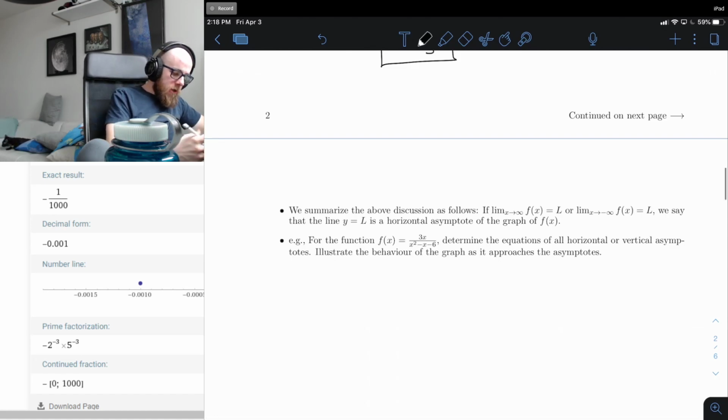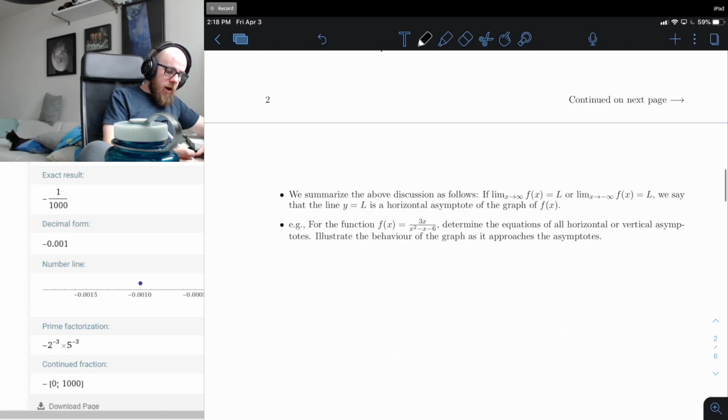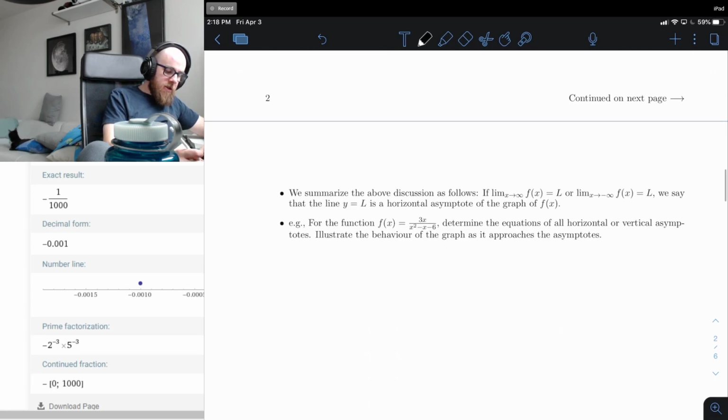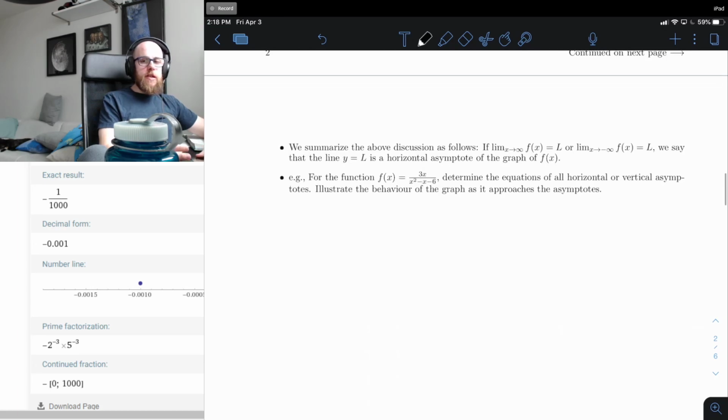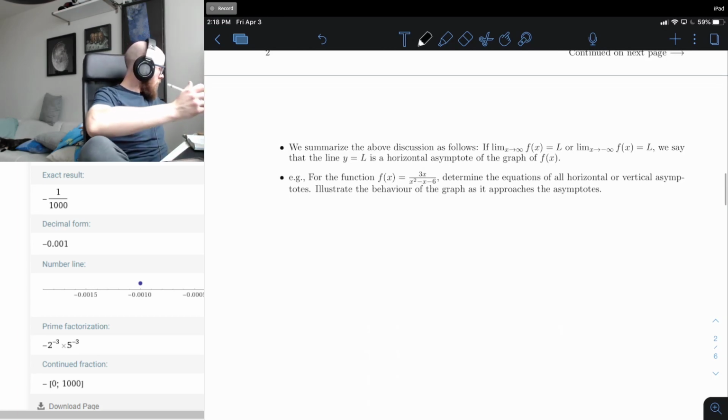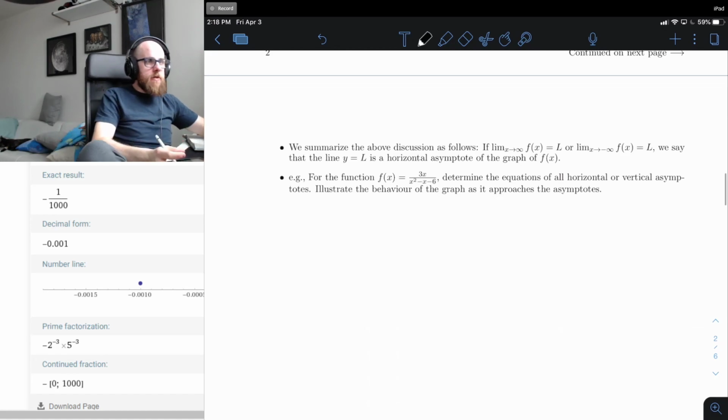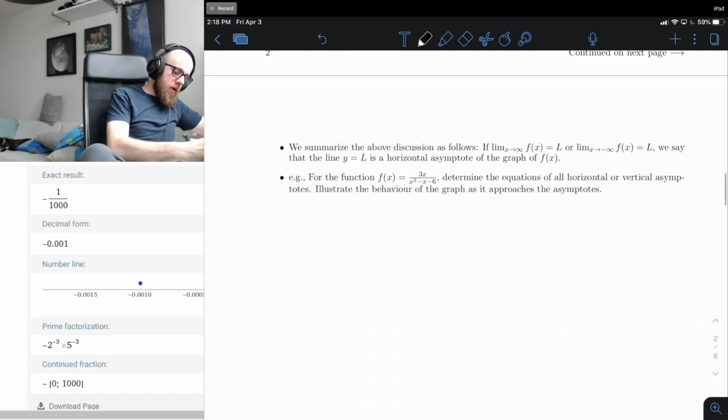So here we have a function, 3x over x squared minus x minus 6, and we have to determine the equations of all horizontal or vertical asymptotes. Then we'll illustrate the behavior of the graph as it approaches these asymptotes. So let's give this a try. f of x equals 3x over x squared minus x minus 6.